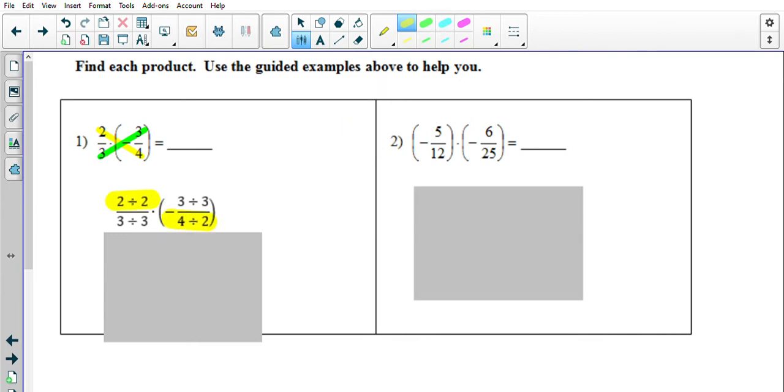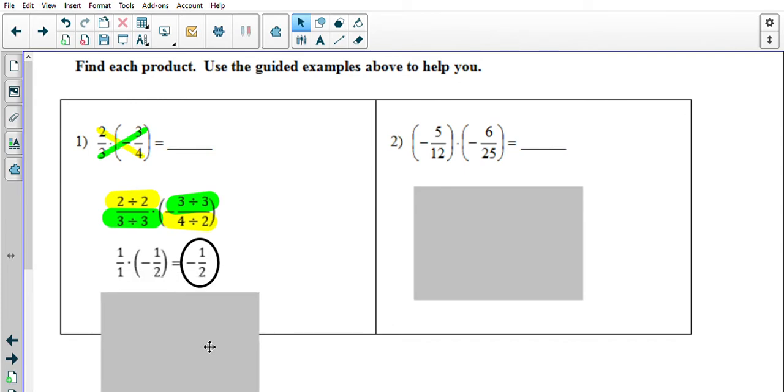My green cross-reducing is going to be these guys. And then what I do is I just rewrite the fractions. So 2 divided by 2 is 1, 3 divided by 3 is 1, 3 divided by 3 up here is 1, and 4 divided by 2 is 2. And then I multiply straight across. 1 times 1 is 1, 1 times 2 is 2, and I have a negative sign in front.